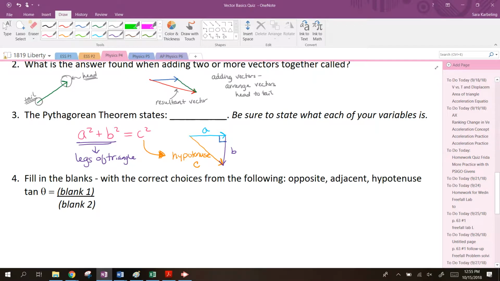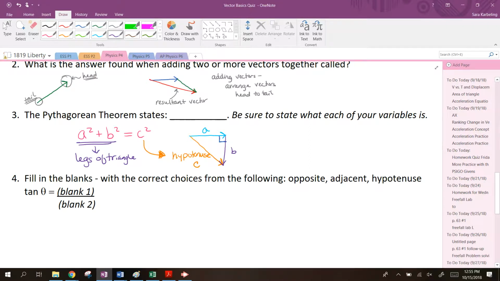Sweet. All right. Next thing. Fill in the blanks with the correct choices. Before we do this, I want to know how many of you have seen sine, cosine, and tangent before. Sweet. That makes me so happy. Was that slow to respond or like we've never seen it before? Awesome. You know why it makes me happy? Because it means that I get to teach it to you correctly.